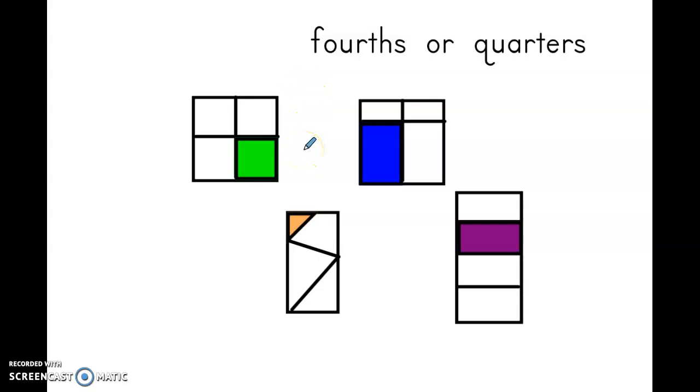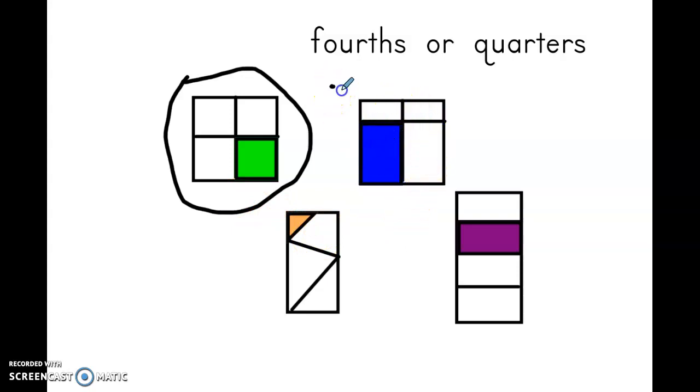So let's take a look at these. You will hear people say either it's divided into fourths or it's divided into quarters, or you have one fourth or three fourths, or one fourth is shaded. In this shape, we see that it is divided into equal parts and one out of four is shaded green. So we could say that one fourth of this square is shaded green. This here, they're not equal parts. So unless they're equal parts, we can't say it's divided into fourths or into quarters.